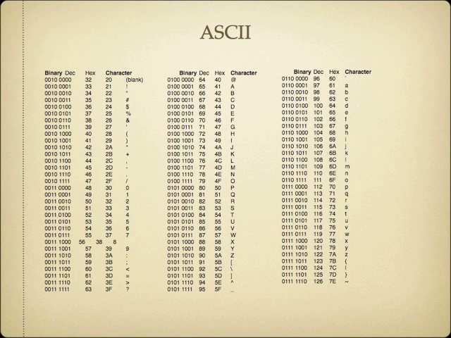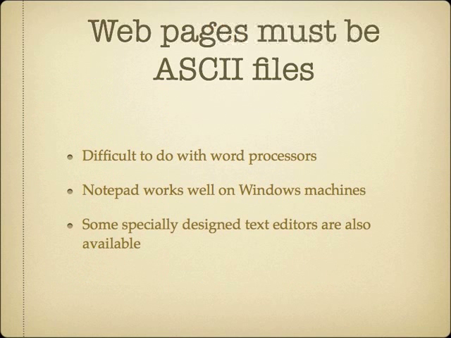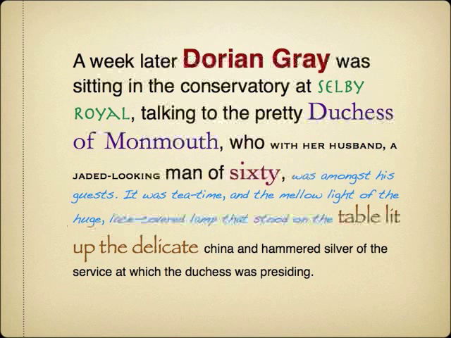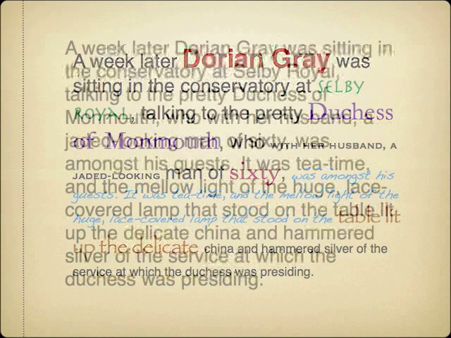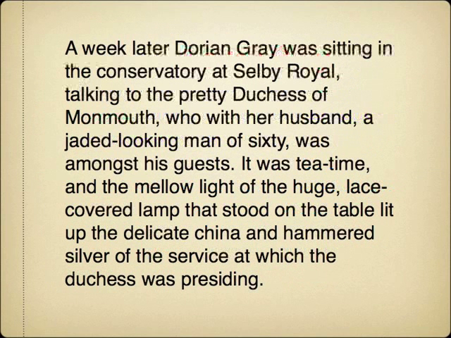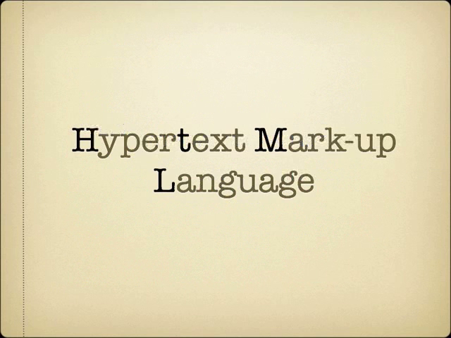To make a web page, you must use a text editor capable of saving files as raw ASCII. This isn't easily done with sophisticated word processors like Microsoft Word. But most operating systems provide a simple text editor. On Windows machines, Notepad works well. ASCII just codes characters. It says nothing about the font, the colour of the characters or their size. For that we need a markup language. In this case, Hypertext Markup Language, or HTML. HTML is a simple language used to describe web pages.